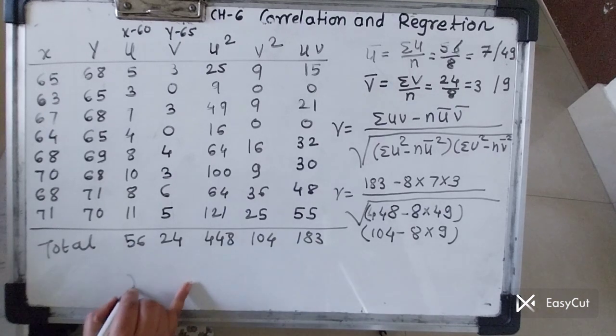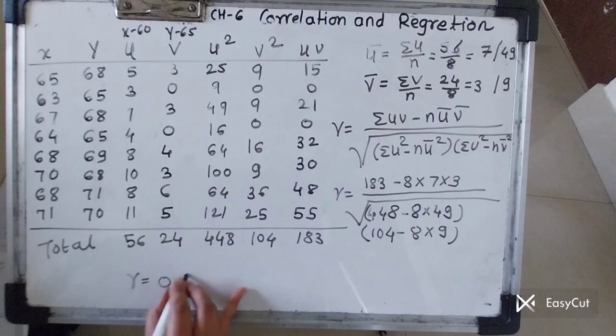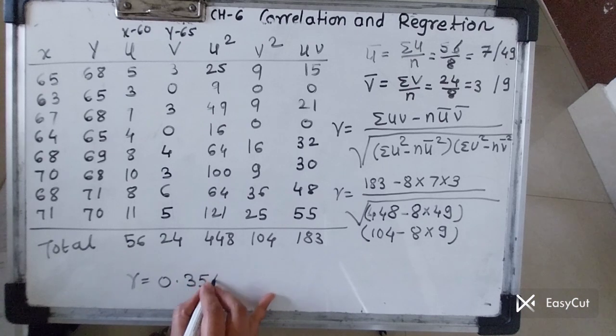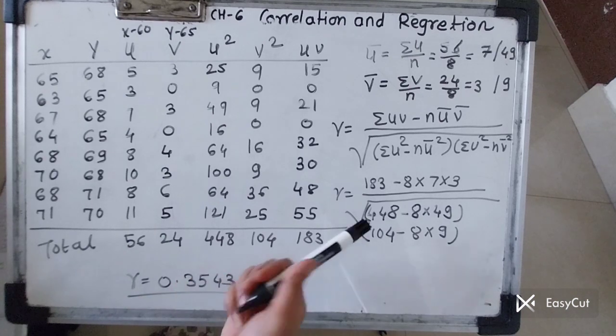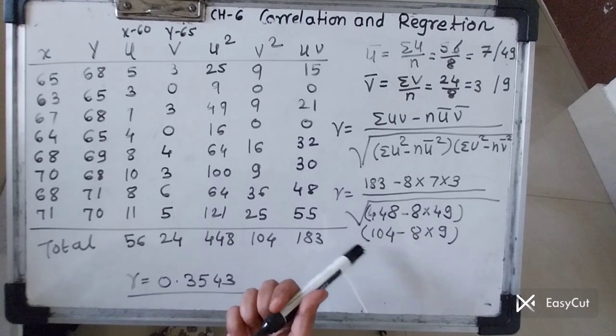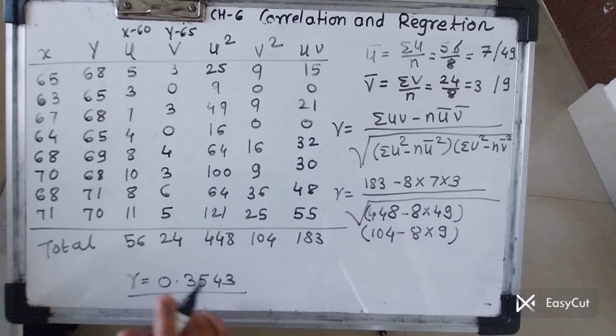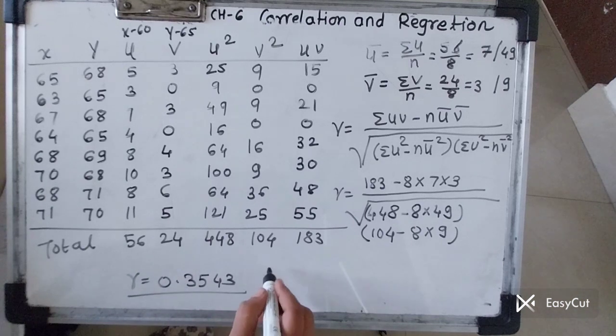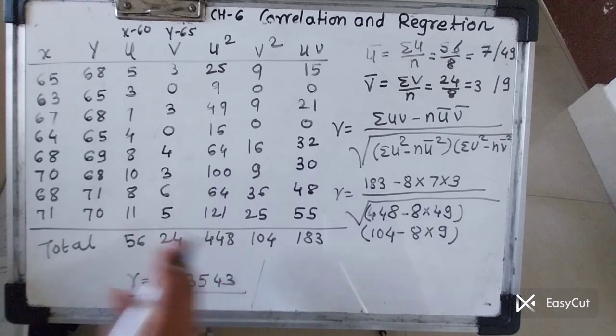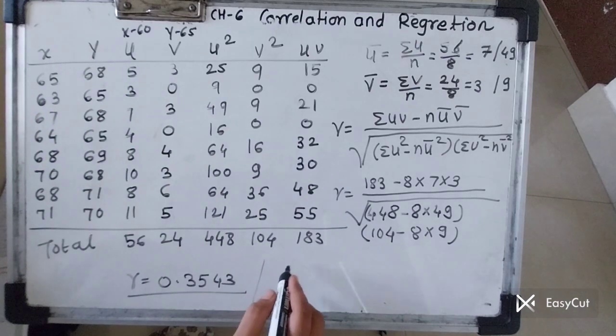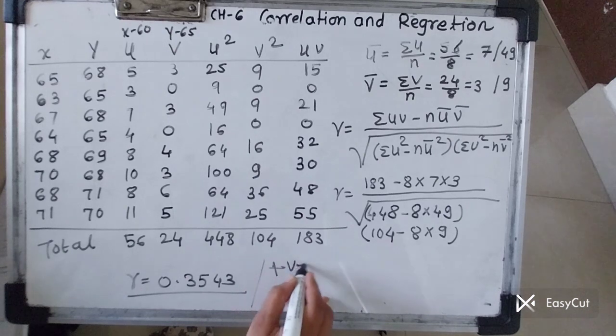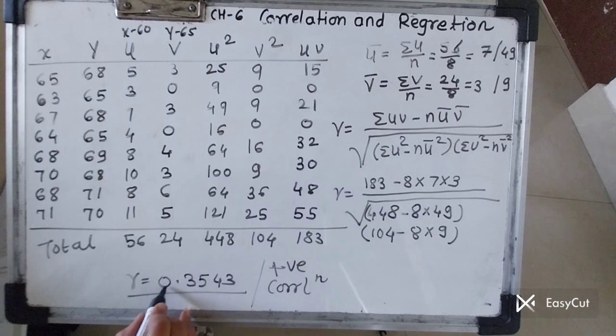So the answer is R equal to 0.3543. Calculate this and you also check and comment, is it correct or not. So this is a positive 0.35. So the interpretation is, the relation between x and y is highly... no, it is not highly. It is just a positive correlation. We can't say highly because it is just 0.3.